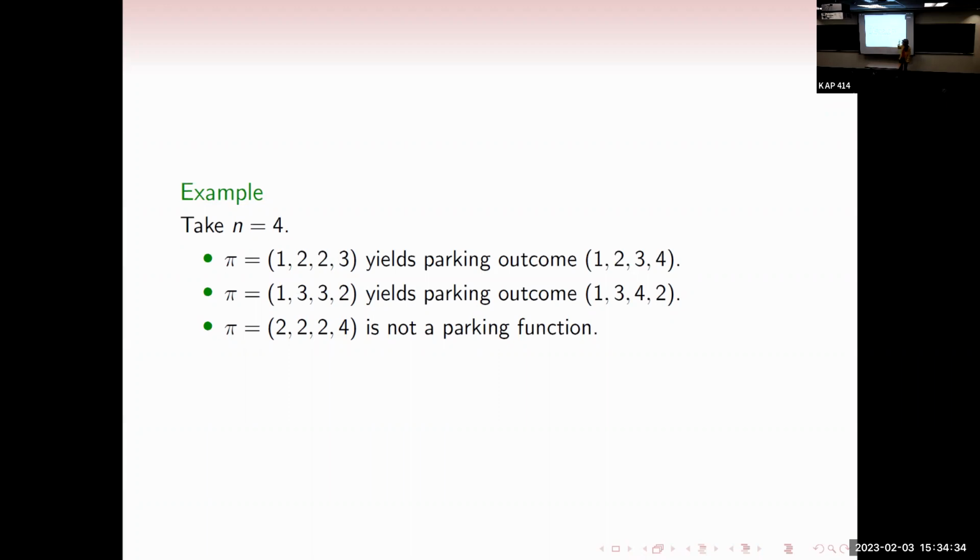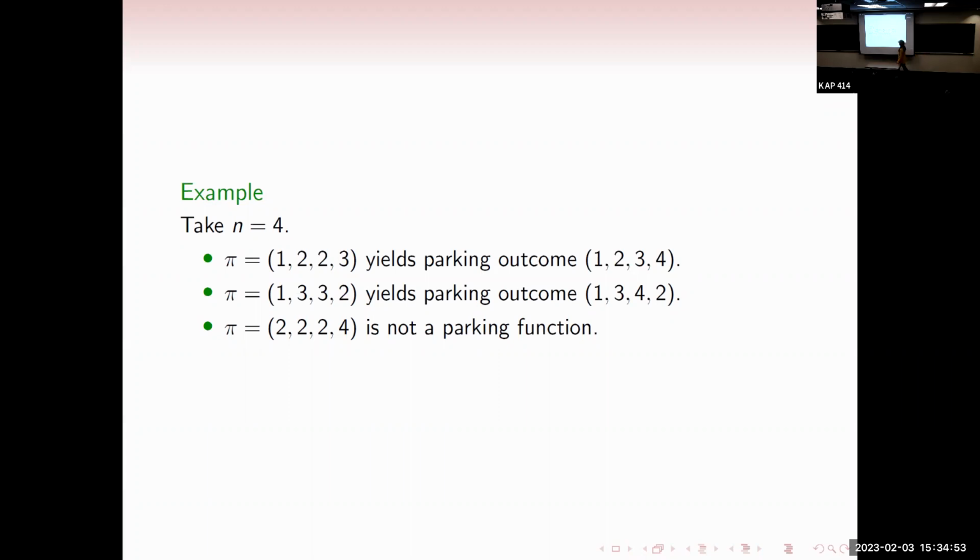And then the third car prefers spot 2, it's already occupied by the second car. So the third car will drive forward and park in the next available spot, which is spot 3. And then the fourth car prefers spot 3, so it will drive forward to park in spot 4. So it is 1, 2, 3, 4 as a parking outcome.